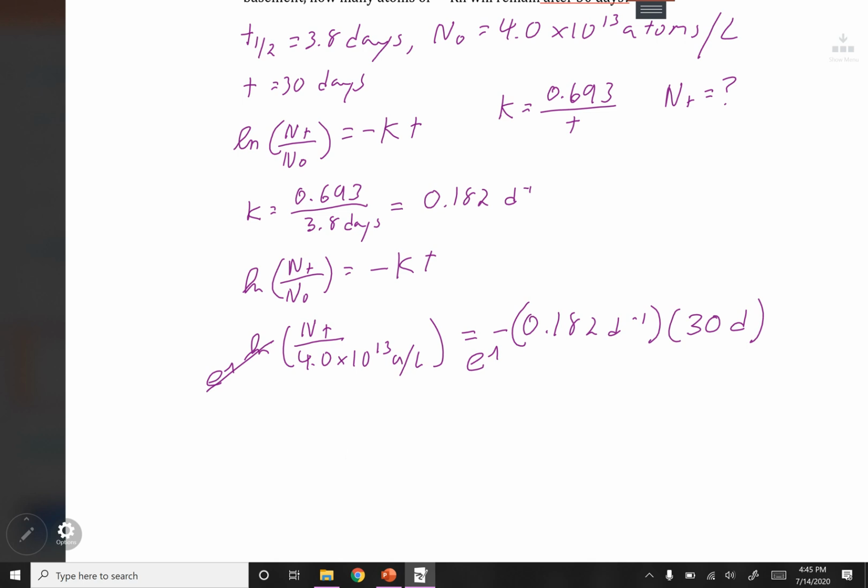So this will cancel. I'm left with n sub t over 4.0 times 10 to the 13 atoms per liter is equal to e raised to the, and if you multiply 0.182 times 30, you end up with minus 5.46. Okay, and that would be unitless since days and days cancel.